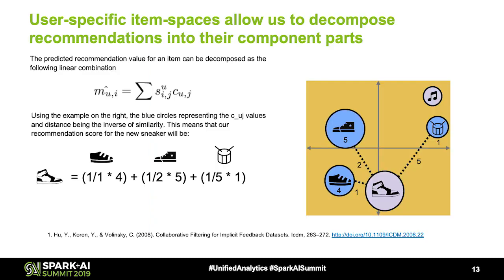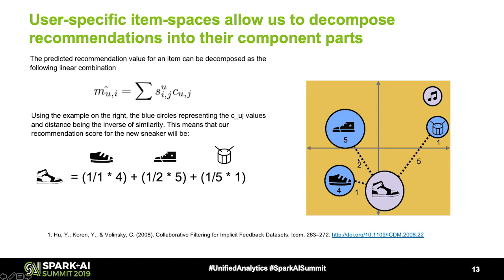So why should you care? So the user-specific item spaces allow us to decompose recommendations into their original component parts. So it turns out, this decomposition is exactly the way that you get the recommendation score in the current ALS algorithm. So this is exactly what it is. So what it does is that you can take your custom item space, and then you can say, these blue items here are things that this user has consumed. So you had 2 shoes and a set of drums.